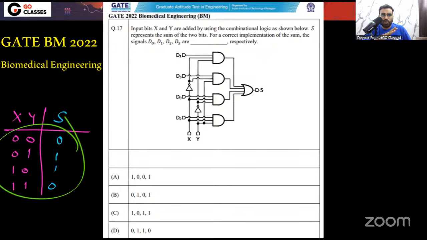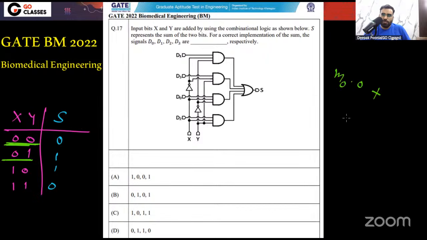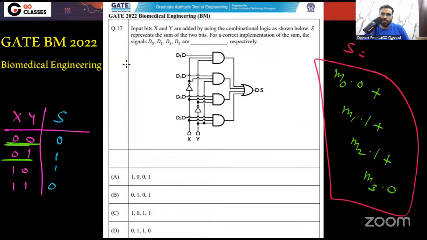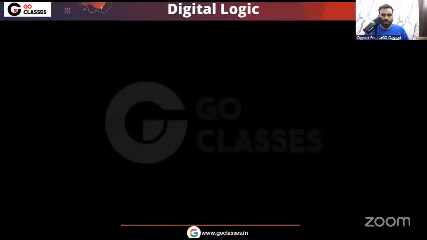What you can do is consider all the rows, write every minterm, and AND that minterm with the function value. It's like minterm 0 and the function value, that is 0, plus minterm 1 and the function value, that is 1, or minterm 2 and the function value, that is 1, and minterm 3 and the function value, that is 0. This is how you can write the expression for S. Very simple, I hope you understood. So we have done the complete analysis of this question. So far everything is clear.